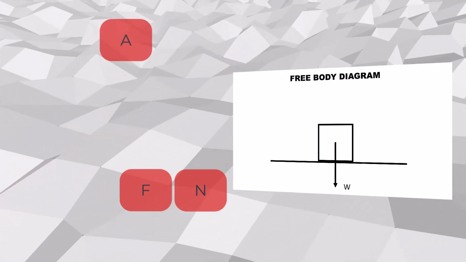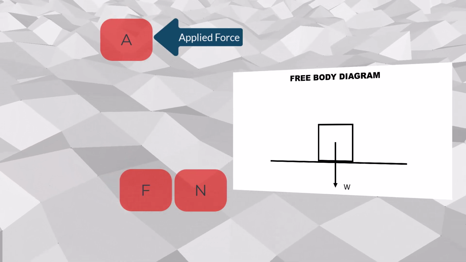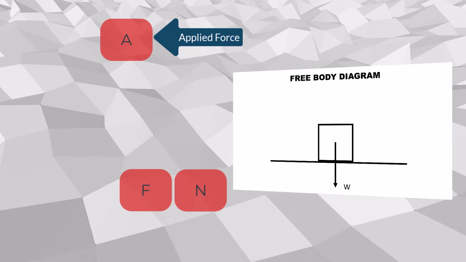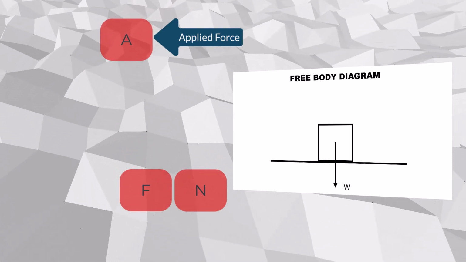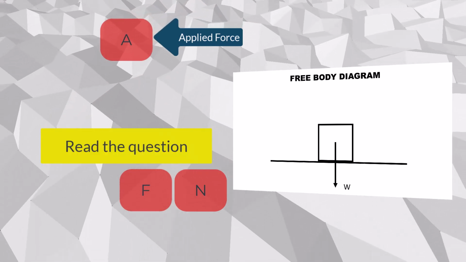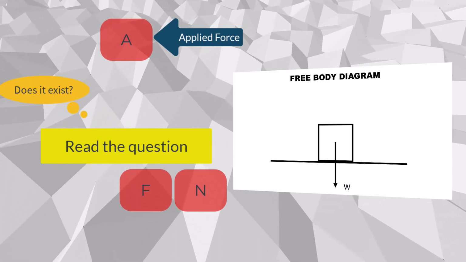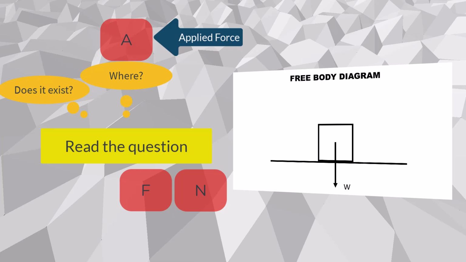Alright, let's look at the second type of force, applied force. This is an external force exerted by another system, like a person pushing an object or the tension in a rope. To tackle questions about applied force, we need to read the question carefully and consider a few key points. First, does an applied force exist? If so, where is it applied and in what direction?